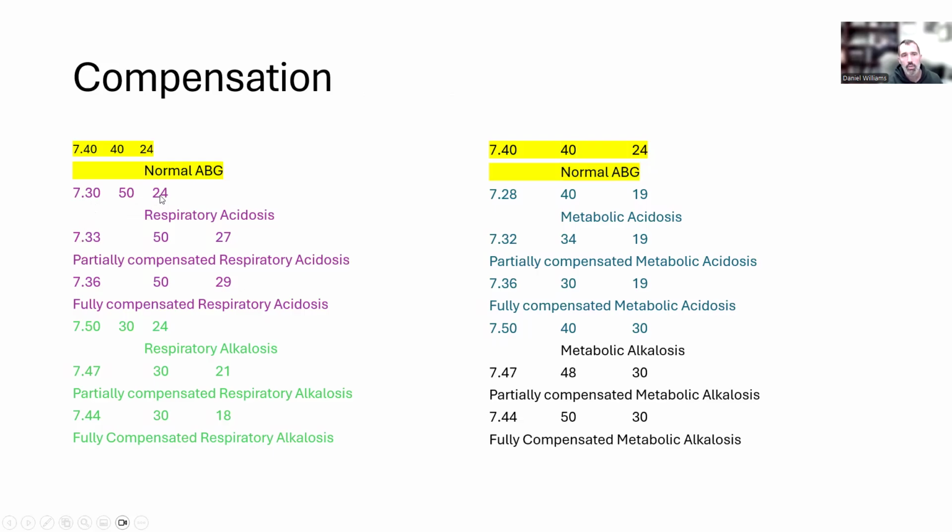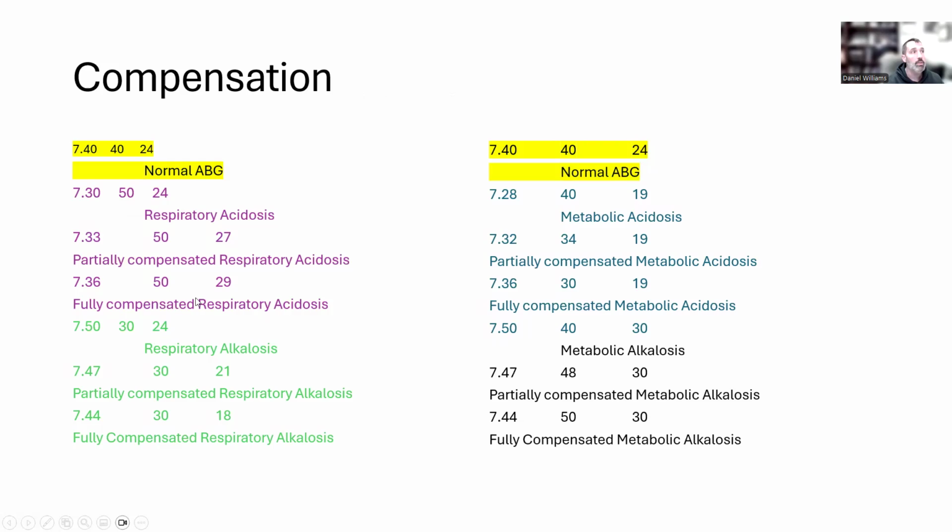Notice the difference in the bicarb from the first blood gas to the second blood gas. Now from 24 to 27. That brought the pH up a little bit. So because there is movement with the bicarb now, this is a partially compensated respiratory acidosis. It's still a respiratory acidosis, but because now the renal system or the metabolic system is working to buffer the system, or working to compensate, it is a partially compensated respiratory acidosis.